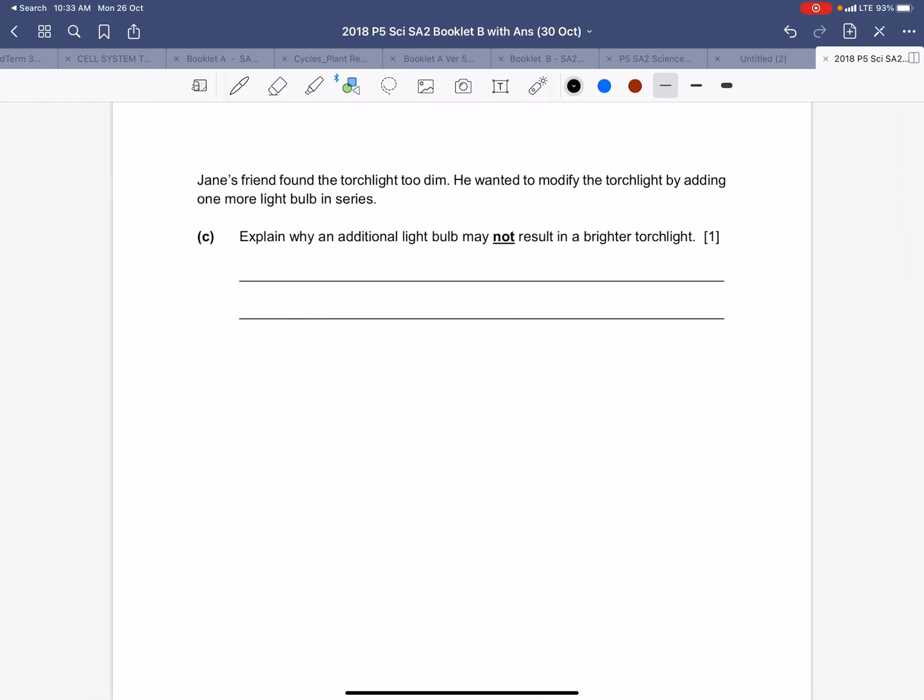Now, James' friends found the torchlight too dim. He wanted to modify the torchlight by adding more light bulbs in series. Explain why additional light bulbs may not result in a brighter torchlight. So from here, it really gives us a very big hint that, okay, it's in series.